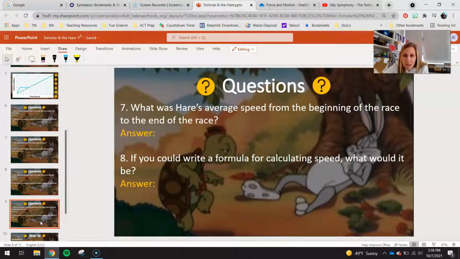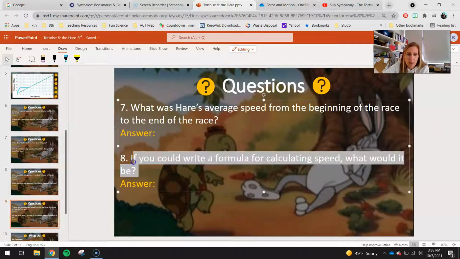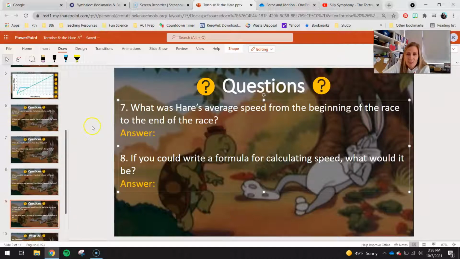Okay, what was Hare's average speed from the beginning of the race to the end of the race? So I want you guys to really think about this. Obviously, he ran 6 miles, but he didn't do it in 12 hours like the Hares. So if you guys could write a formula to calculate that, okay, what would it be? And then what would your answer be right here? It shouldn't be a whole number, okay?